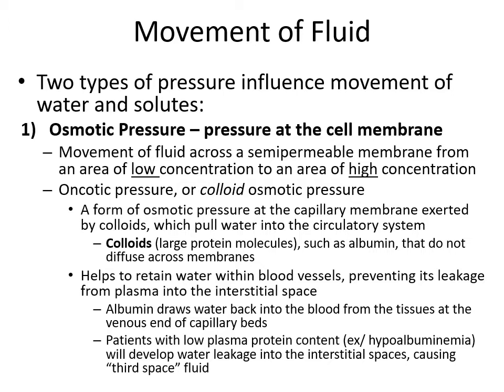And so albumin is drawing this water back into the blood from the tissues at the venous end of capillary beds. Now what we see is that patients with low plasma protein, so those that have low amounts of protein in the blood, or hypoalbuminemia, will develop water leakage into the interstitial spaces, causing third space fluid buildup. So if you are having severe inflammation and a low protein status, it is possible that fluid will leak out of your blood.